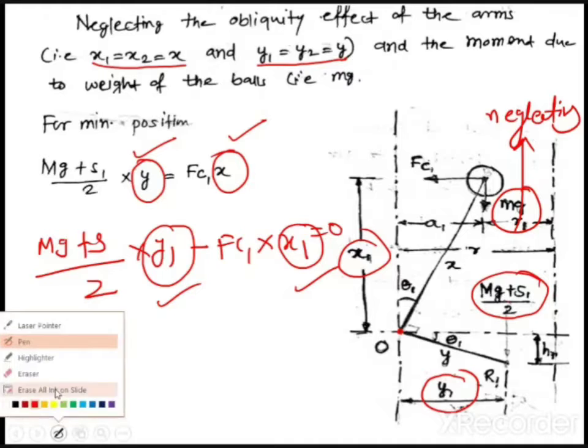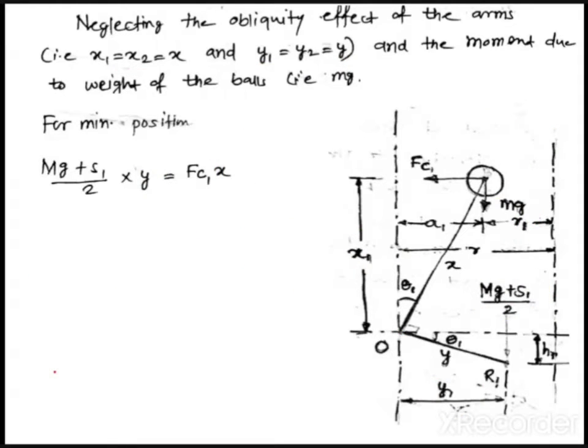Now message me, have you understood the difference? Please message me if you have understood the difference, how to take the moment. See, basically, Hartnell governor is all about taking moments only. Is it clear? Please message me fast if it is clear.